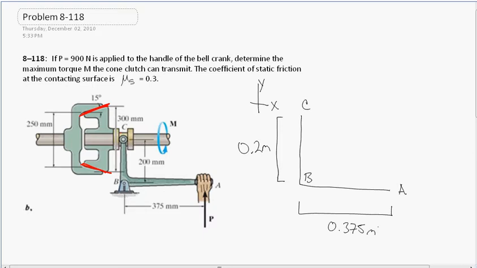At point B, we have a pin joint, so there will be both a horizontal and vertical component of force there. At point A, we have P acting, and we know P is 900 newtons. Now at C, we only know that the force that is transmitted from point A through the lever to C is acting in the horizontal direction. We don't know the magnitude, so that is what we have to solve for.